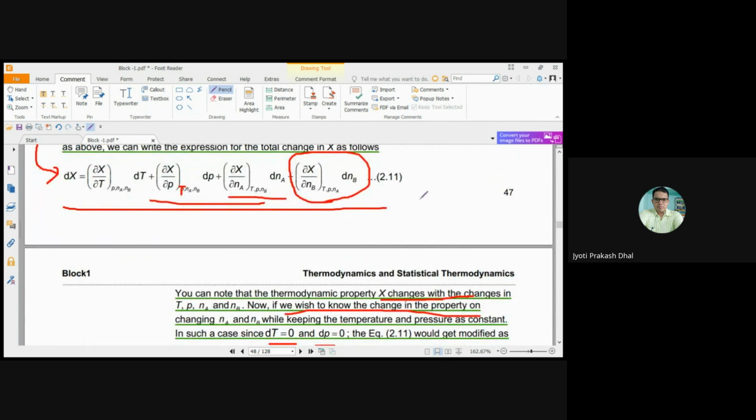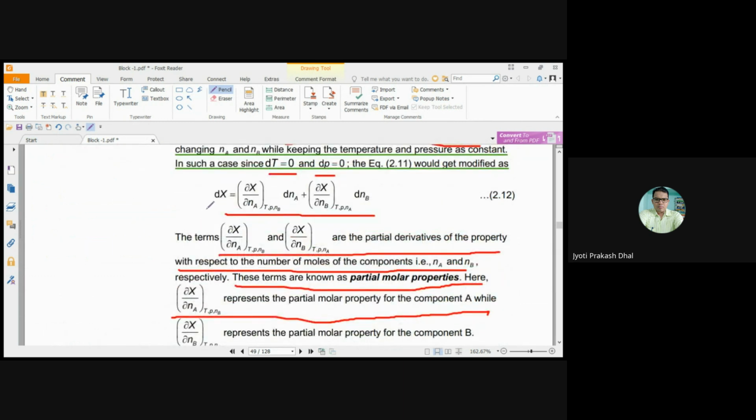Now putting dT equals 0 and dP equals 0, that means at constant temperature and constant pressure, the first and second terms will vanish, because at constant temperature dT equals 0 and at constant pressure dP equals 0. So at constant temperature and pressure we can modify equation 2.11 like this: dX equals del X by del Na at constant temperature, pressure, Nb dNa plus del X by del Nb at constant temperature, pressure, Na dNb.